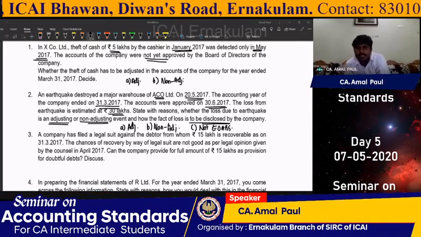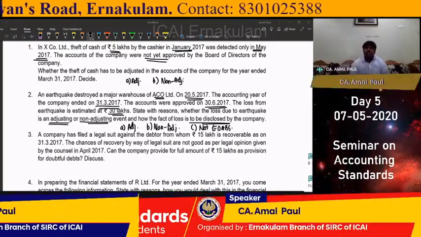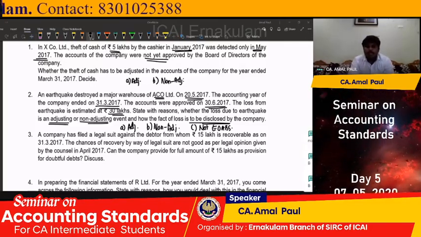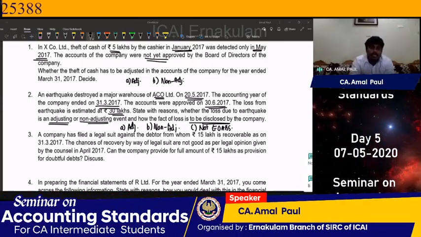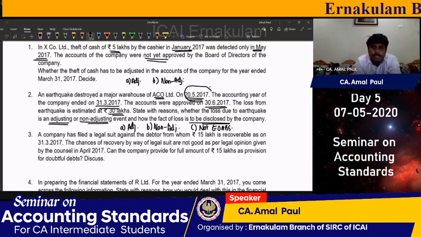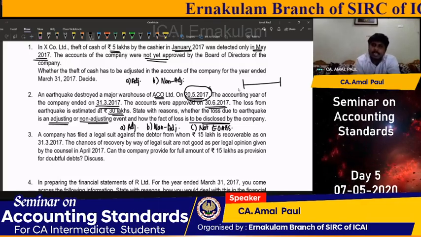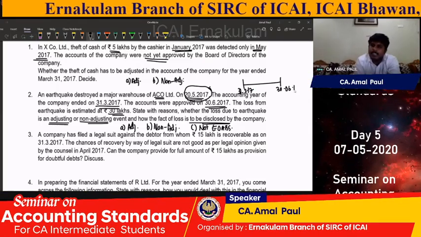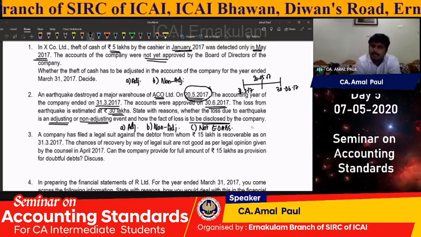What is the case in this situation? Is it an adjusting event or non-adjusting event? Okay. So in this case, it is a non-adjusting event. This event occurred only on 20th 5 2017. First you have to consider whether it is an event occurring after balance sheet date, that is, whether it is between 31 3 17 and 30th 6 2017. Yes, 20th 5 is in between. So this is an event occurring after balance sheet date.